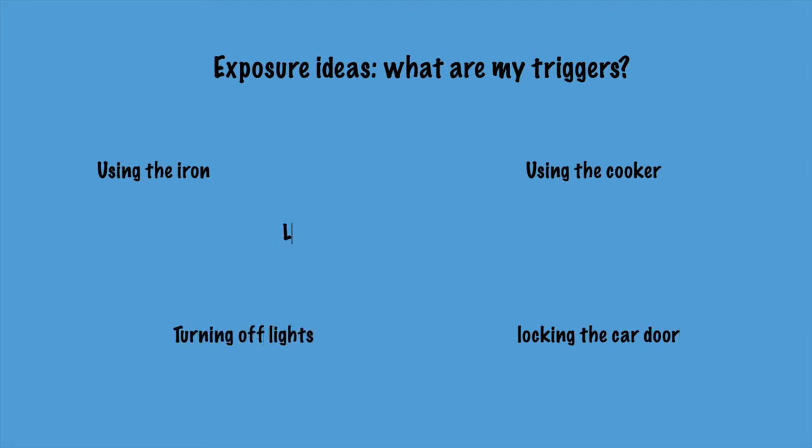This person might begin by listing some of the triggering objects or environments, such as using the oven, using their iron, locking their car, or turning off the lights in their house at bedtime. These might be triggers that they either avoid completely or triggers that they don't avoid but use repetitive checking or reassurance seeking to cope with. You might notice at this point that there are so many triggers to choose from you feel overwhelmed. So let's make this manageable by restricting this to no more than 10 ideas just now.